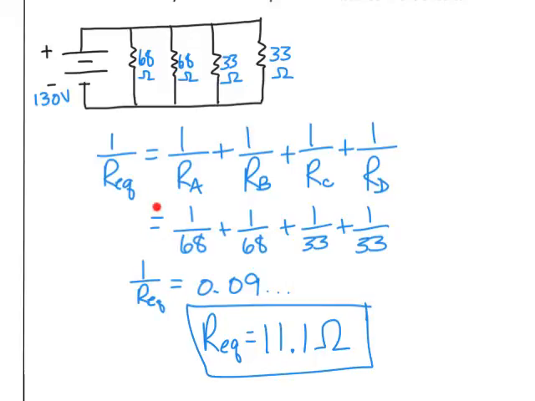So remember, once you add all of those inverses together, that decimal number is equal to the inverse of the equivalent resistance, so you do have to take 1 over that number to get your final answer.